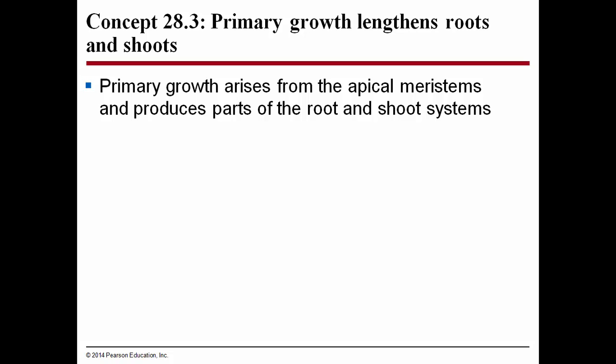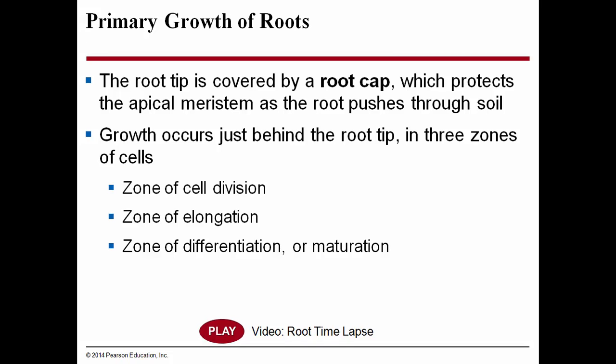Primary growth lengthens roots and shoots. Primary growth arises from the apical meristems and produces parts of the root and shoot systems. The root tip is covered by a root cap, which protects the apical meristem as the root pushes through the soil. Growth occurs just behind the root tip in 3 zones of cells: the zone of cell division, the zone of elongation, and the zone of differentiation or maturation.